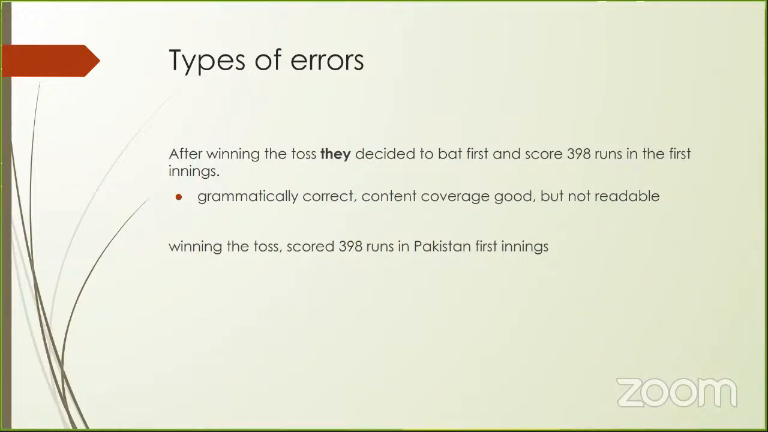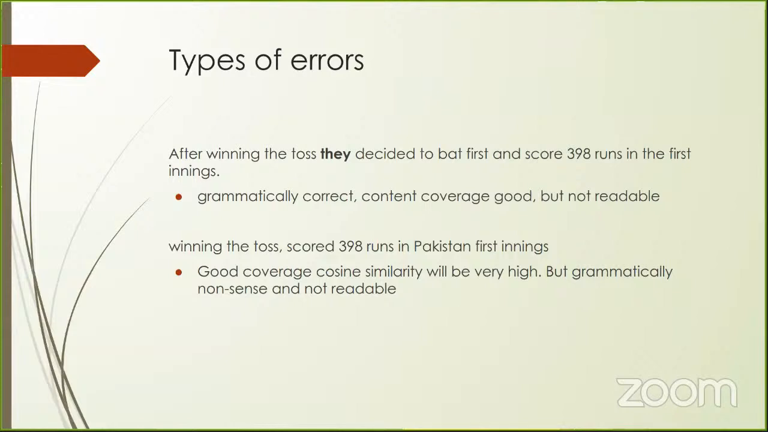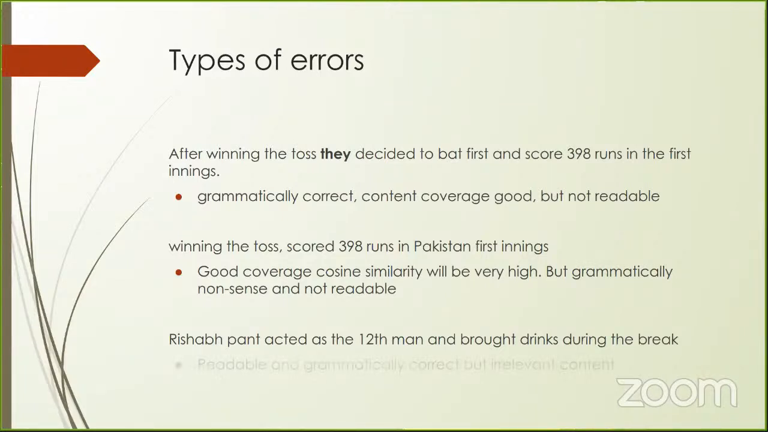"Winning the toss, scored 398 runs in Pakistan first innings." It has all the right keywords, mind you. So if they were in the right order, this would have been a perfect sentence. So it has good content coverage, but grammatically it's nonsense and it's not readable at all. "Rishabh Pant acted as 12th man and brought drinks during the break." Grammatically perfect, readable, makes sense, but content-wise, it's useless. I don't care what Rishabh Pant as a 12th man did, right? So these can be the types of error in both extractive as well as abstractive techniques. And these are the points on which a human can rank how good or bad a summary was.